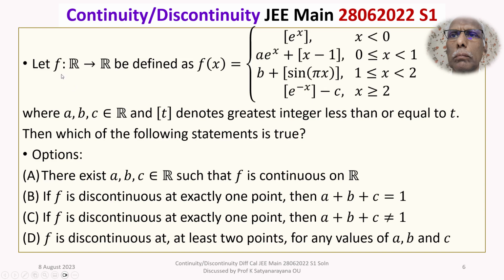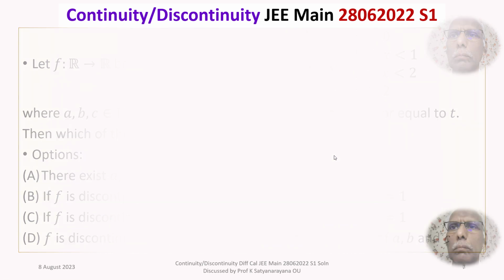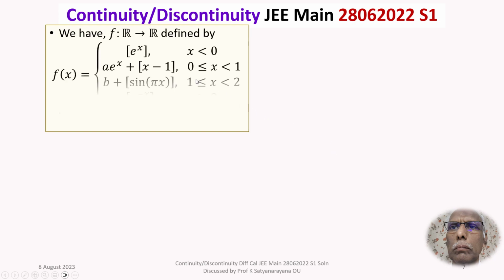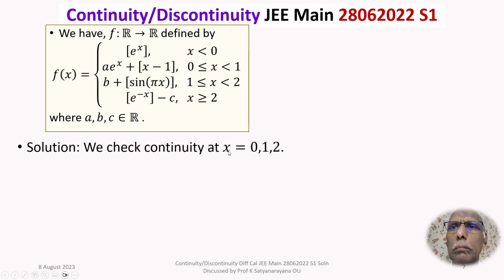So we are given a function from the set of real numbers into itself, defined like this, where a, b, c are real numbers and [t] denotes the greatest integer less than or equal to t. Then we have to decide which one of the following 4 statements is true. That is our given function, and we check the continuity at x equal to 0, at x equal to 1, and at x equal to 2.